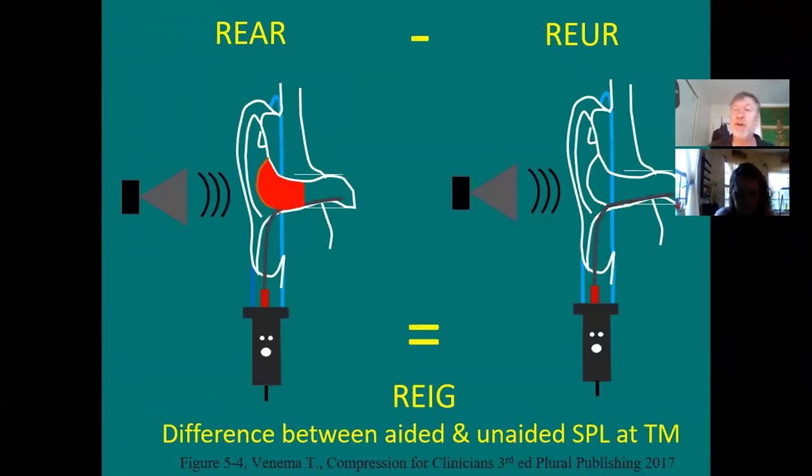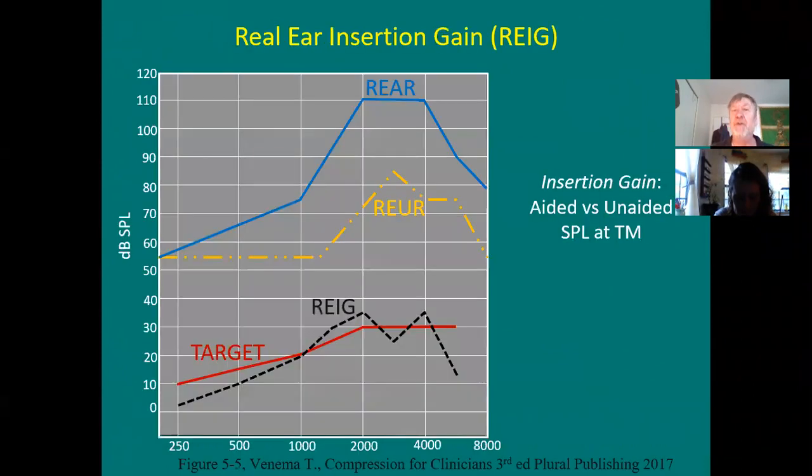And this is a picture out of my book, chapter 5, out of Compression for Clinicians. Real ear aided response minus real ear unaided response equals real ear insertion gain. Once again, the difference between aided and unaided SPL at the eardrum. So basically this picture here sums it all up.